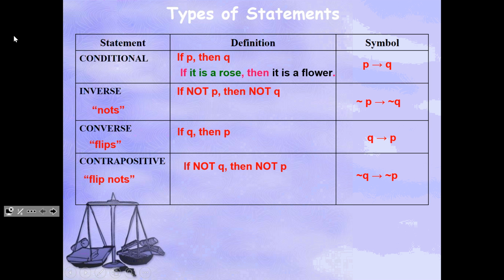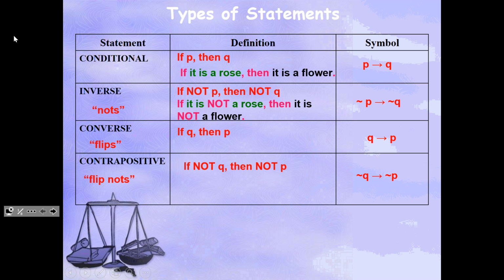Okay? All right, so now we're going to turn that sentence into an inverse. Remember, this is my nots. So I'm going to write the exact same sentence but add in not. So how would that sound? Exactly. If it is not a rose, then it is not a flower. All right. So those are our inverses, just adding in not.